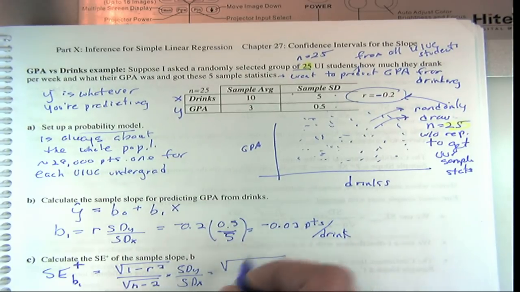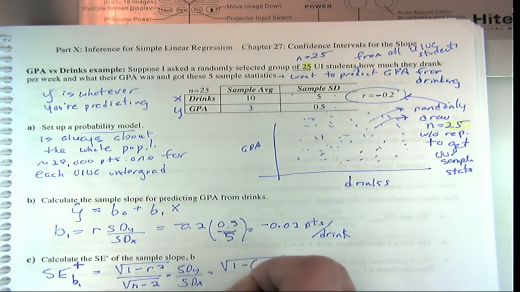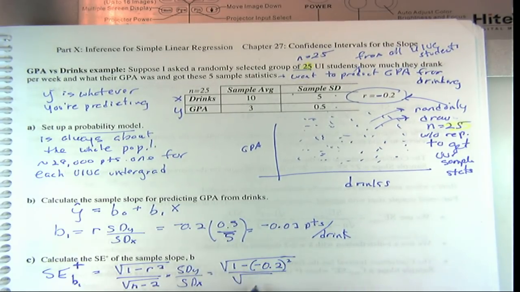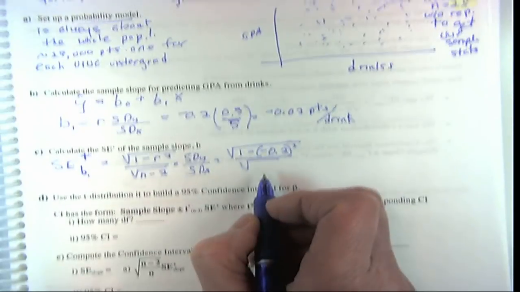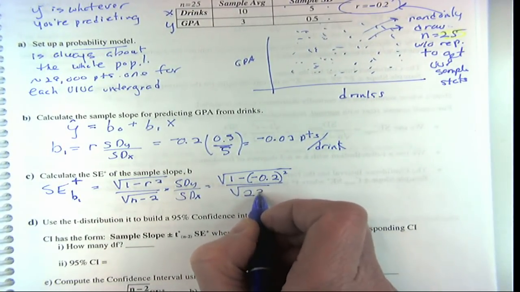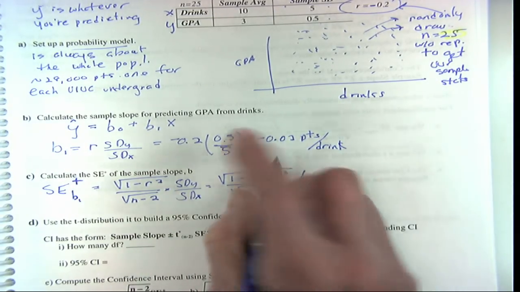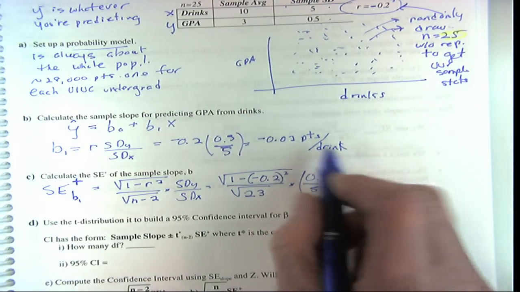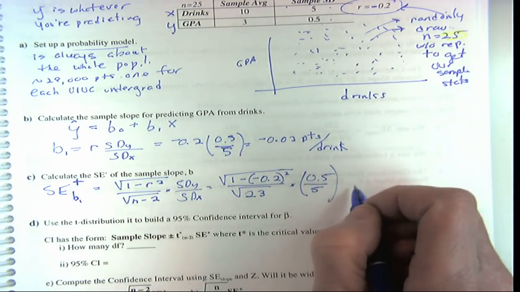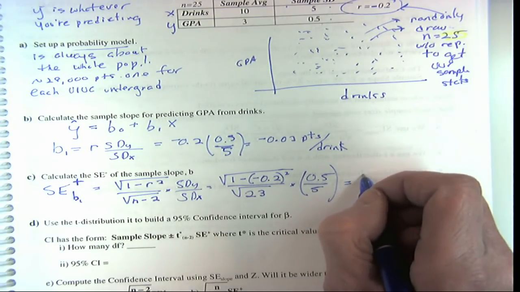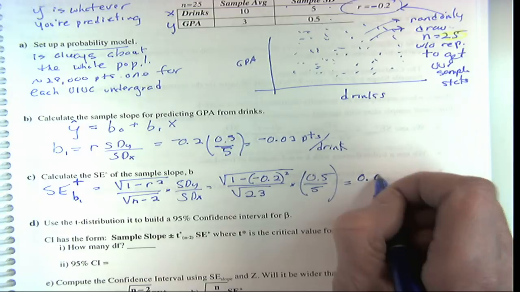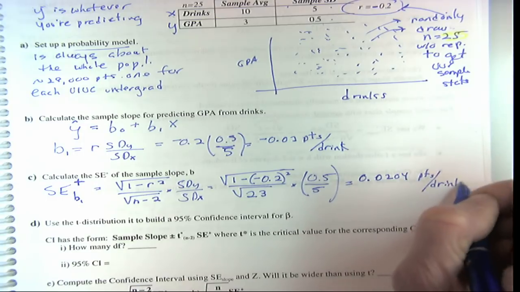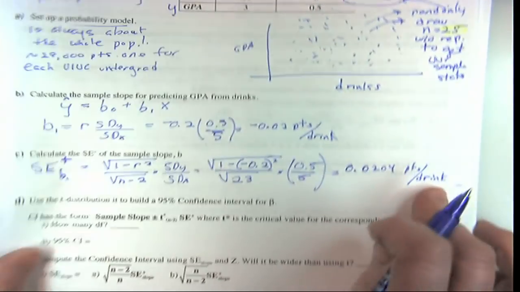So we'll do that. The square root of 1 minus 0.2 squared, that's r squared, over the square root of 25 minus 2, so that's 23, times 0.5 over 5. Again, it's points per drink. And I got 0.0204 points per drink. All right, so that's what we have.